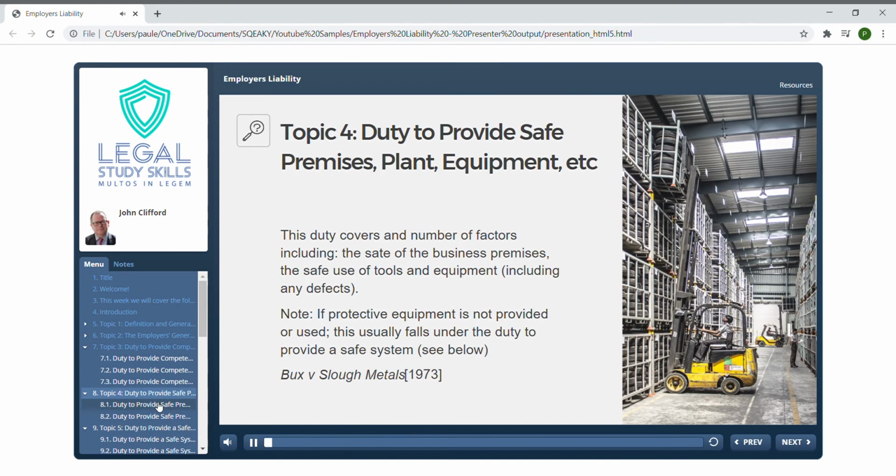The second category of the duty involves the employer providing safe premises, plant, equipment, machinery, and so on. So this is effectively making sure that any tools that an employee uses are safe. So as you can see in the picture there, like a forklift truck or a ladder, or any protective equipment like goggles or boots or a hard hat. Now this does overlap a lot with the last category we're going to do, which is the safe system.